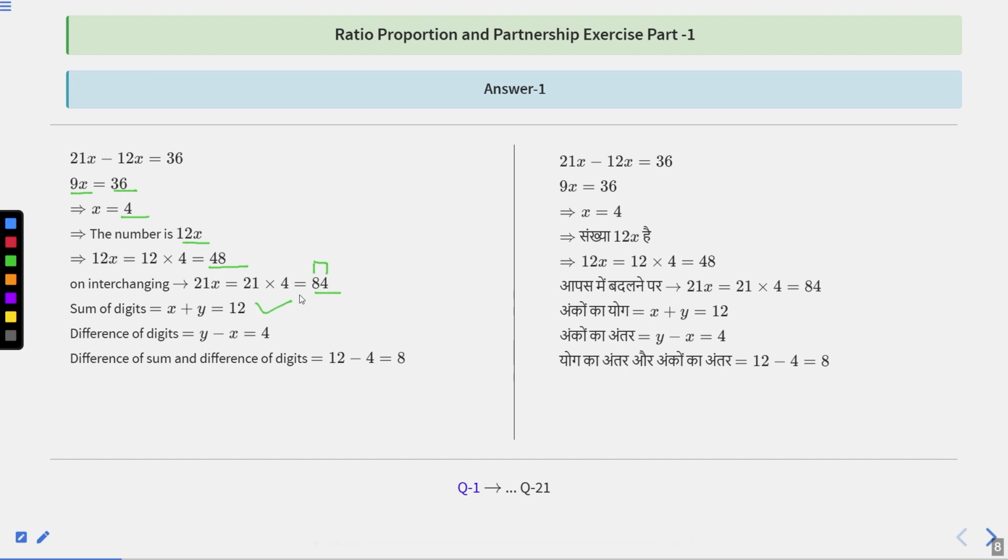Difference of the digits, we take subtraction between 8 and 4, which is 4. Now the question is the difference of the sum and difference of the digits, which is 8. 8 is the correct answer. Next one.